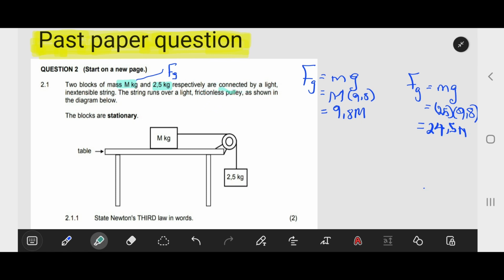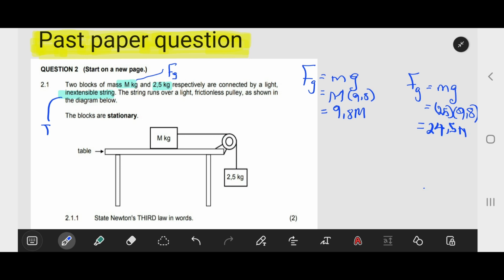Respectively are connected by a light inextensible string. Okay, so the fact that there is an inextensible string means we will have tension acting on the string. The string runs over a light frictionless pulley as shown in the diagram below. So this means the tension in the string is the same everywhere.